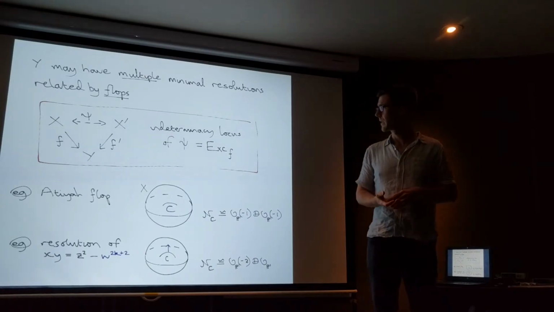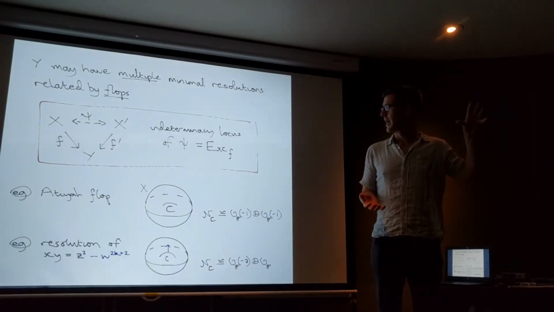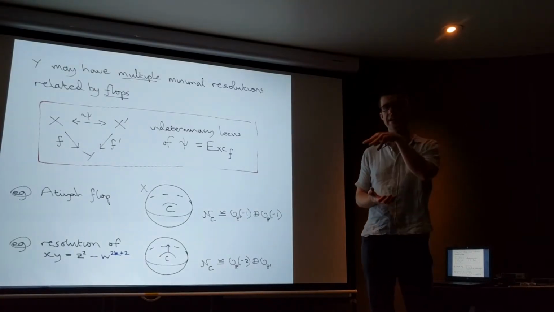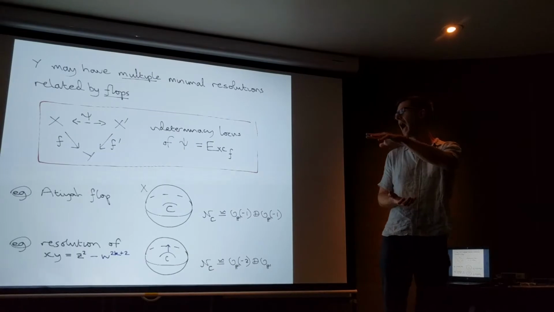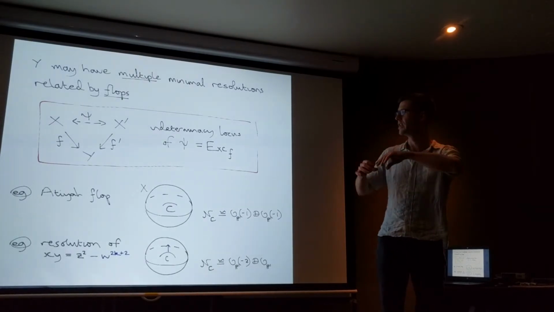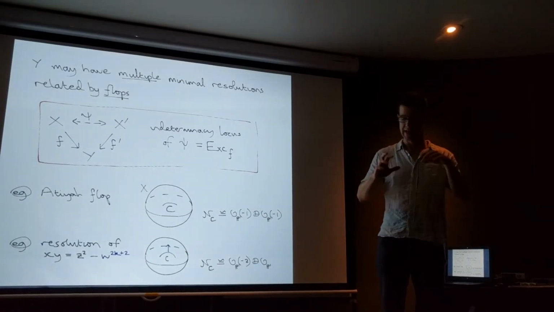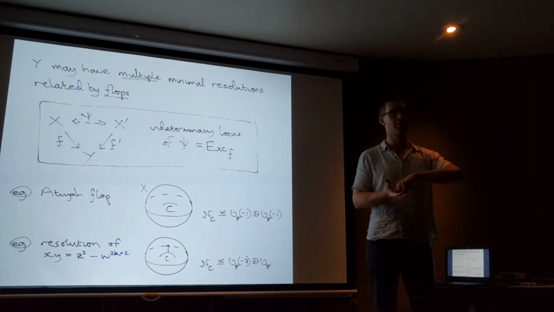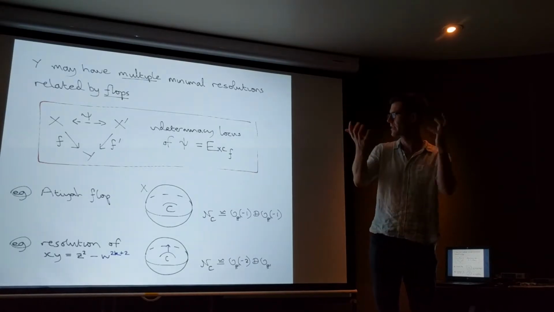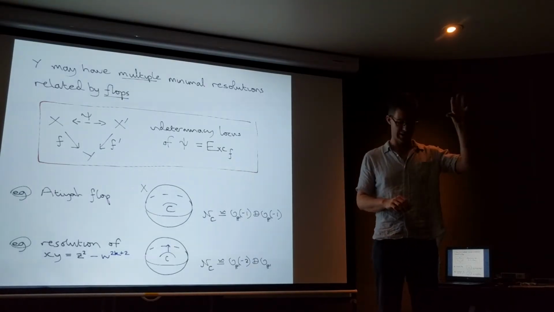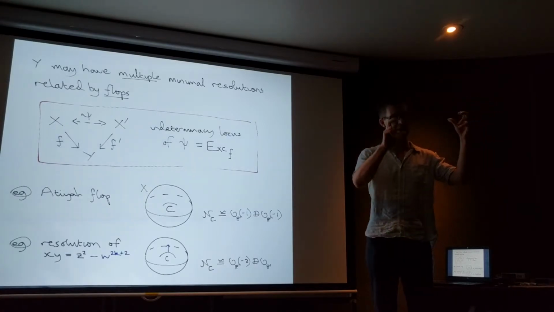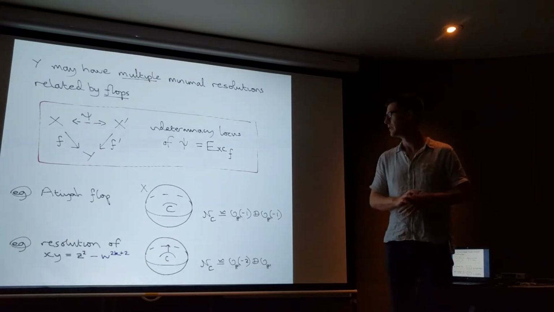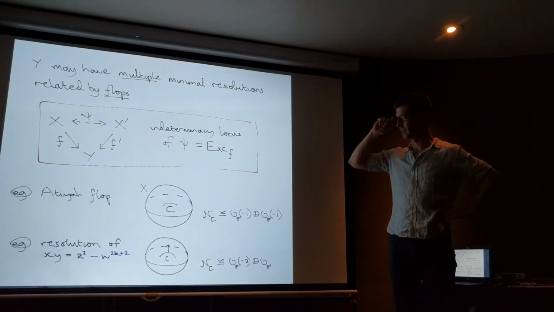So in that case, if I start with X to Y, a flopping contraction, then there exists another X prime with a contraction to Y, which is birational. And the indeterminacy locus of that birational map corresponds with the exceptional locus of the contraction on both sides. So you should think of this as taking a curve and replacing it with a different curve. And the result may be non-isomorphic as a variety.